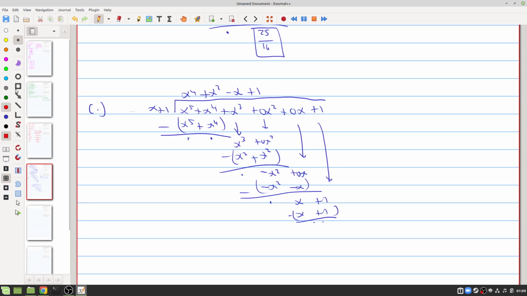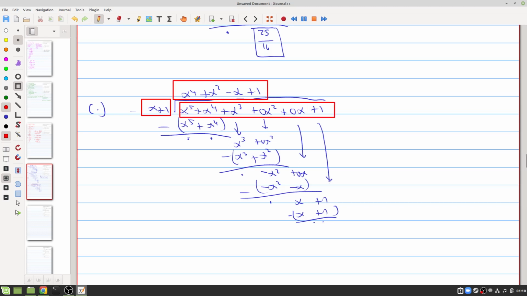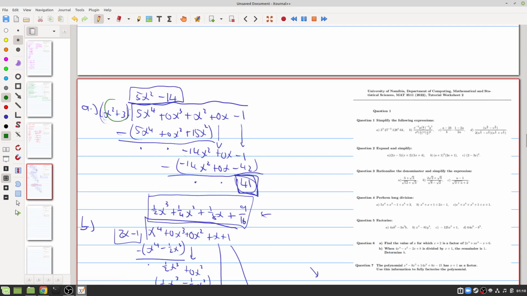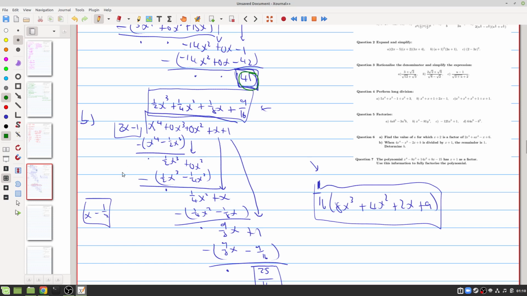If you multiply that by that, you should get this, right? So if you say this times this plus your remainder, so that times that plus 0 in this case must be equal to that, then you know you are correct. So in this case, at the top here, if we say that times that plus that, we should get this. So that's a nice way you can just test it. Okay, so that's the long division part.